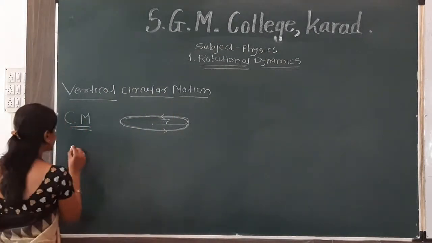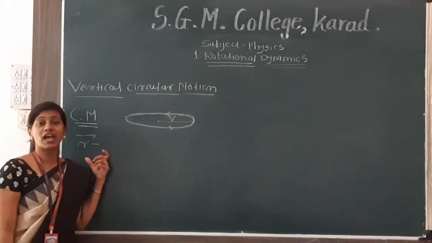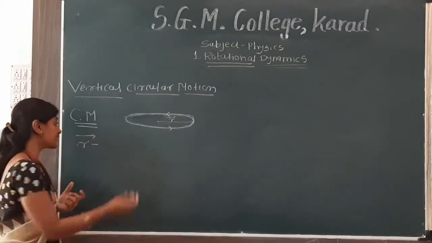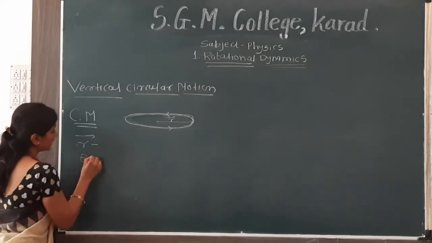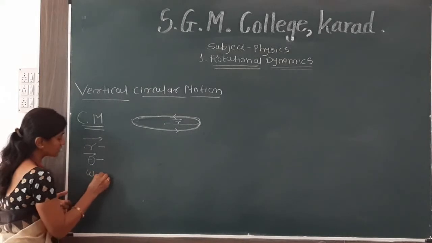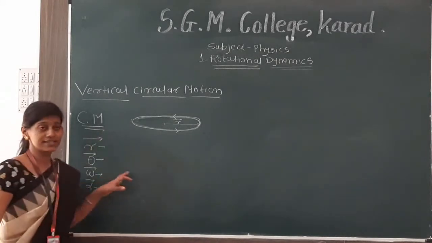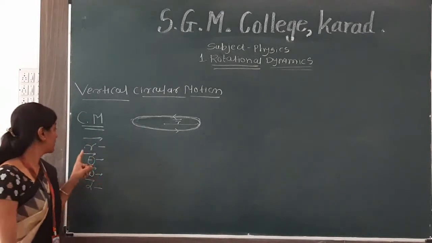In that, r is the radius vector. Radius vector means r requires magnitude as well as direction. Then the second component is theta. Theta is angular displacement. The next component is angular velocity, and the last component is angular acceleration. We know all these things, but still we are going to revise.